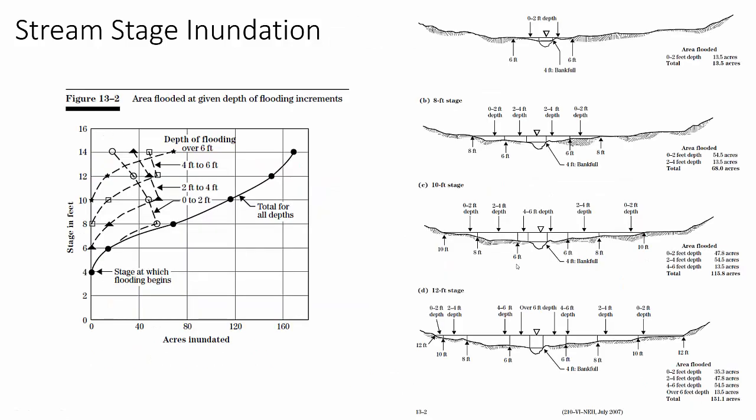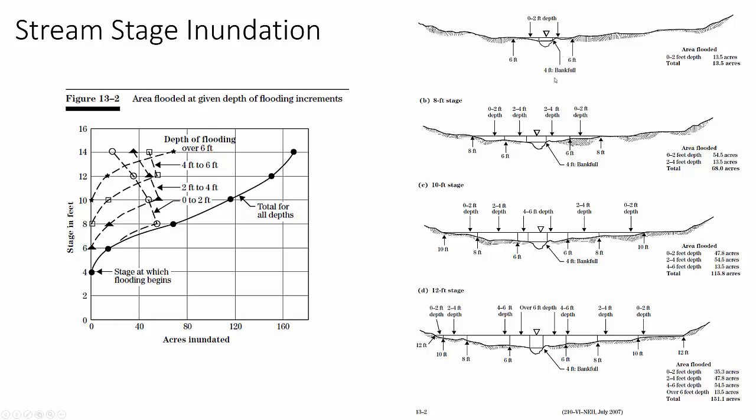Another way to see these is graphically, if we look at stages in feet versus acres inundated. And so you can plot this and show the total for all depths, and then how deep the water is over the landscape. Again, a way to take a look at this is if we have a cross-section of a flow here with an area flooded. And so at 0 to 2 feet of depth, we have our stream bank. So 4 feet is bank full. So at 6 feet, we have 2 feet out of the banks. So we have 0 to 2 feet of depth.